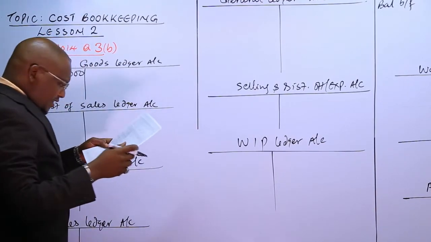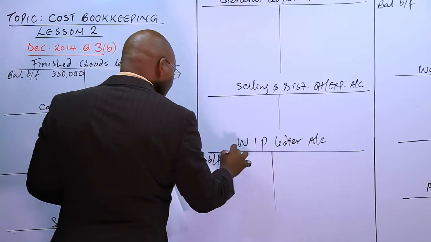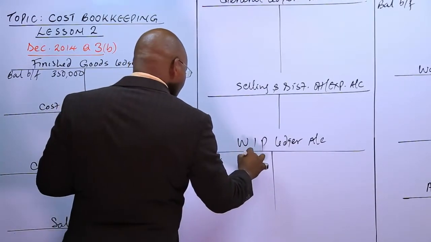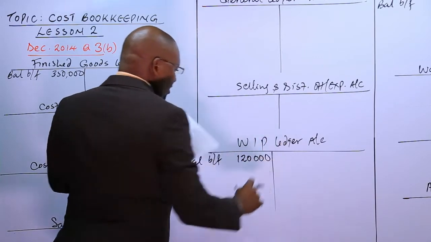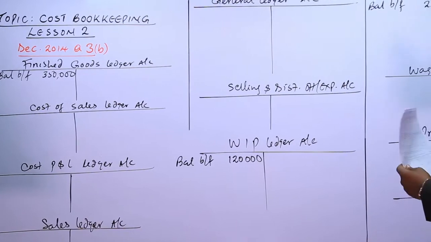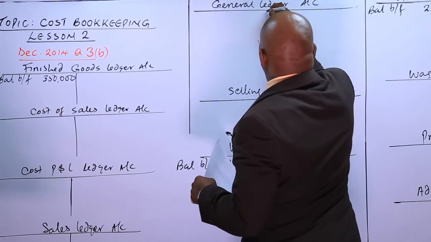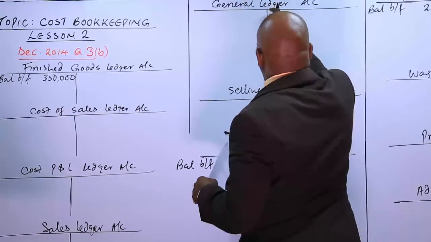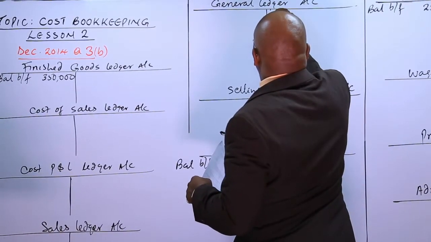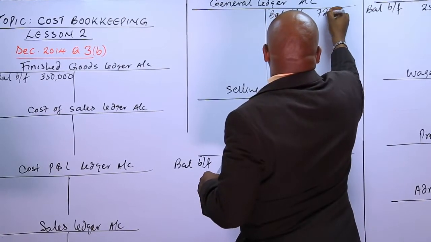Then there is the work in progress is here. So you have balance brought forward. This is 120,000. Then there is now the cost ledger control, general ledger, that is, which is on the credit balance. So we can have balance brought forward 720,000.